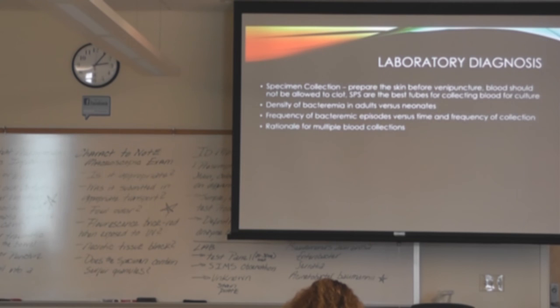So laboratory diagnosis, you have particular specimen collection, so preparing the skin, and the blood shouldn't be allowed to clot. SPS tubes are going to be the best for collecting blood for the culture. You're going to have a difference in the density of bacteremia in adults versus neonates. That's something to consider. And then the frequency of bacteremic episodes versus the time and frequency of collection is another one. And what's your rationale for multiple blood collections? So what is going on there and how often do they need to collect? Okay?